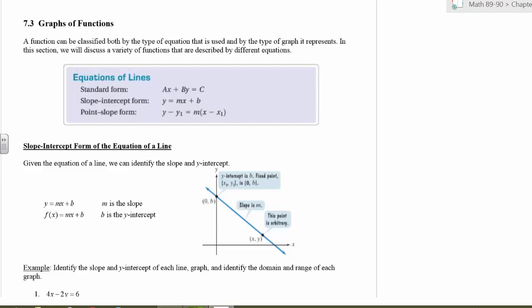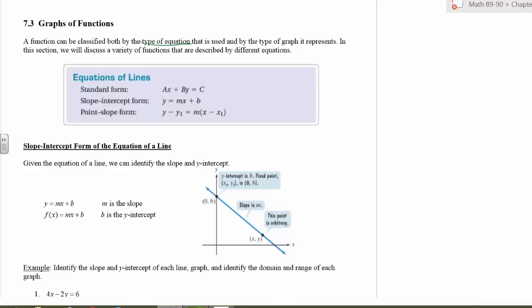Alright, so we're going to talk about graphs of a function. A function can be classified both by the type of equation that is used and by the type of graph it represents. In this section we will discuss a variety of functions that are described by different equations.